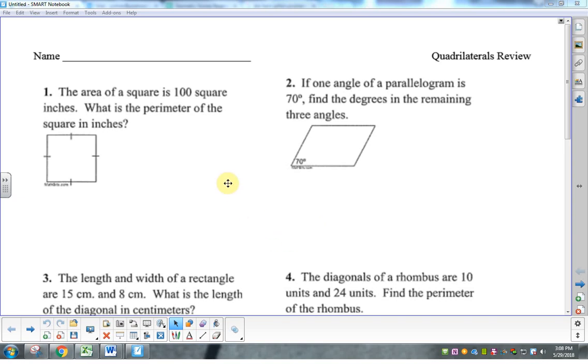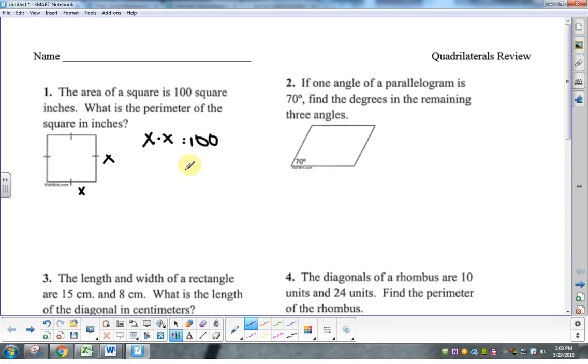The area of a square is 100 square inches. What's the perimeter? So you need to remember that the square has all congruent sides. So if this is x, this is x. If I were trying to get the area, I would be doing x times x, and that would equal 100. X times x is not 2x, it is x squared. So in order to get that by itself, I take the square root, so x is 10. Now that I know that x is 10, if I want the perimeter, this is 10, this is 10, this is 10, and this is 10, so the perimeter would be 40 inches.